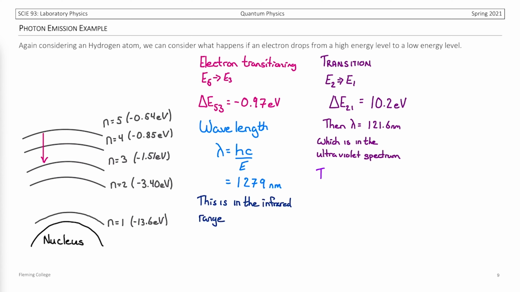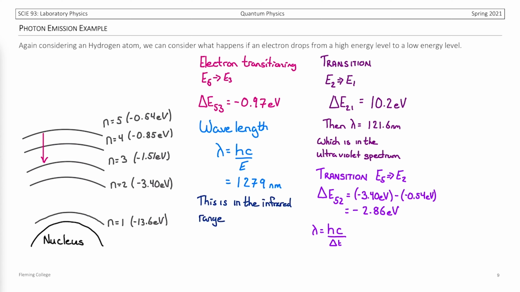Let's look at a transition that's actually going to have an emission in the visible range. Let's go back to the 5th level, and this time let's drop all the way down to the 2nd level. So we do our calculation. We see that we have a change in energy of 2.86 electron volts. We use our rearranged Planck's equation to say that the wavelength is equal to h times c divided by the magnitude of the change in energy. A negative wavelength just wouldn't make sense here.